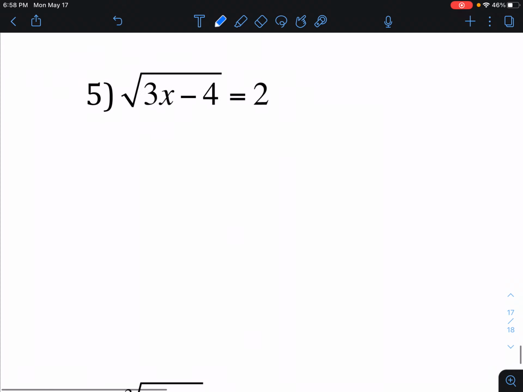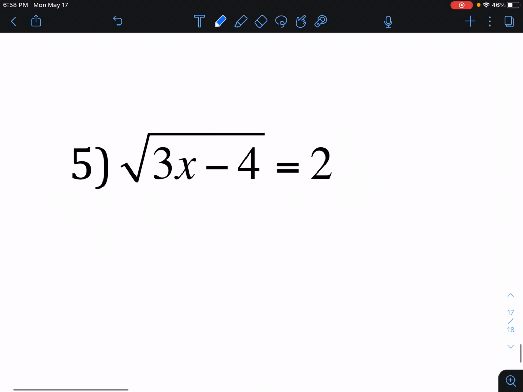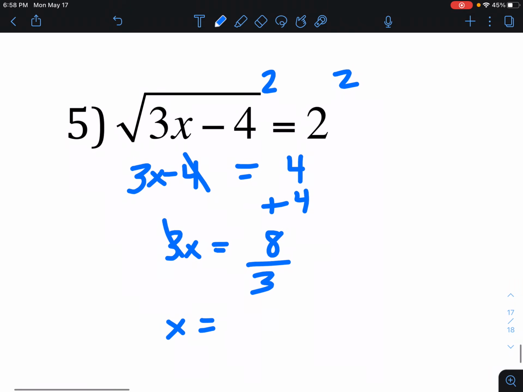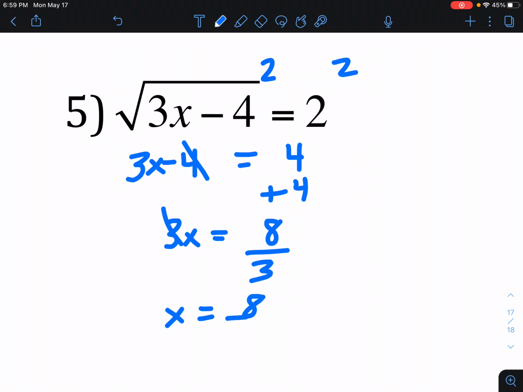When we're solving radical equations, we want to get the radical by itself, which it is. Now that it's by itself, we want to square both sides to get rid of the square root. So on the left, just bring down 3x minus 4, and then do the 2 squared on the right to get 4. Now we're going to solve for x. We're going to add 4. Then we're going to divide by 3. And we'll get 8/3 as an answer.